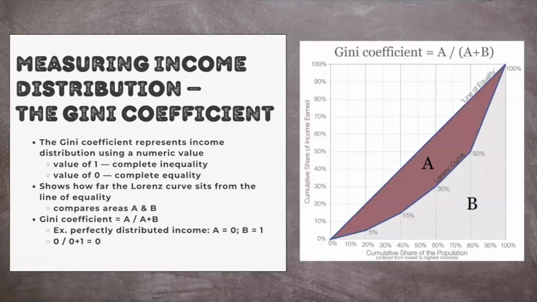Now let's look at an example where income is perfectly distributed. So in that case, the Lorenz curve will equal the line of equality, which means the area of A will be 0. And that leaves the area of B to be the complete triangle underneath the line of equality, which means that is 1. And if we put it into the equation, that is 0 divided by 0 plus 1. And that gives us 0. And we know a value of 0 means that it is completely equal.